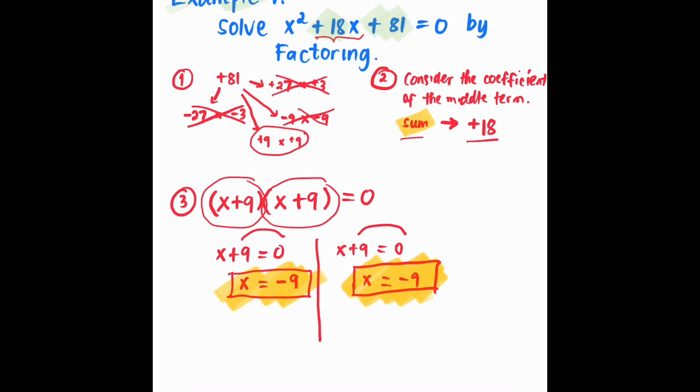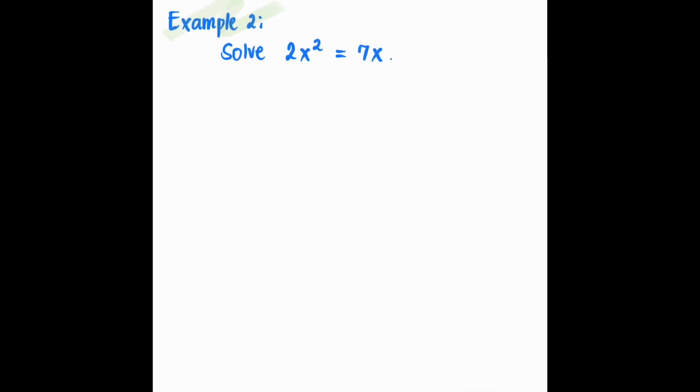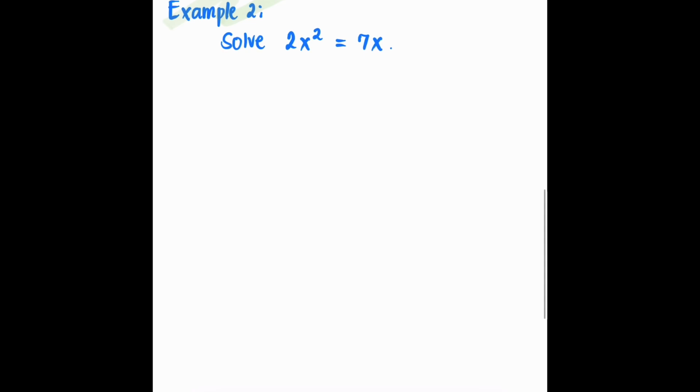Okay, example number 2. Example number 2, solve 2x squared equals 7x. So as you notice, for this equation, we're actually missing a constant term. And the rule is you have to make sure that you arrange the given equation into standard form, ax squared plus bx plus c equals 0. Right? But we're only seeing two terms right here. So we're missing the constant term. So that only tells us one thing, that the steps here will be shorter than the first one.